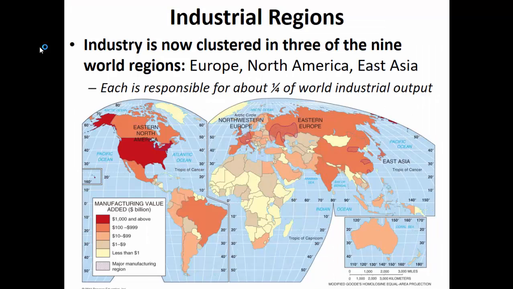Let's go to industrial regions. Today, there are three of the 9 world regions that are considered industrialized. That means fully industrialized, where the entire economy or a majority of it is based on manufacturing. Europe, North America, and East Asia. Those are our 3 industrialized regions. Each is responsible for about 25%, so 1/4 of the world's industrial output, 25% in Europe, 25% in North America, 25% in East Asia, and then 25% of the manufacturing everywhere else in the rest of the world combined.